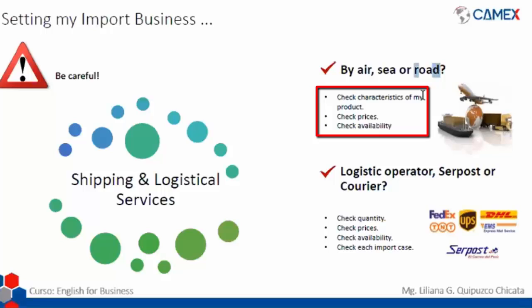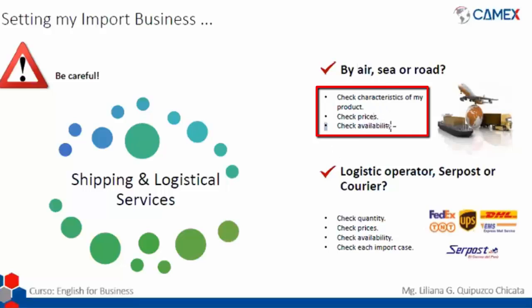But what happens if you are importing from China? There's no way that you can import by road from China to Peru, right? So maybe that product would not be good for you to import. Also, you have to check prices. If you are going to import very small quantities, it is best to use an air import. If you are going to buy large quantities, it would be cheaper to import by sea.